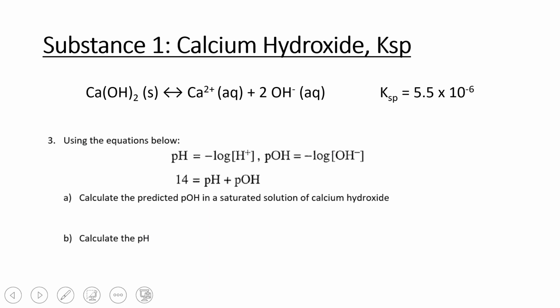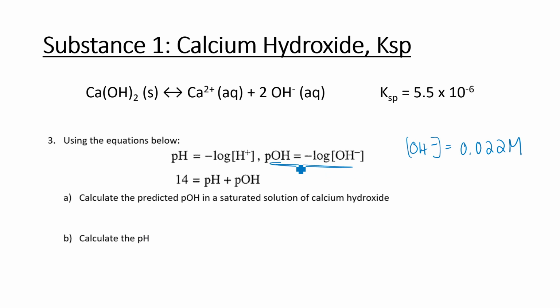Now I'm going to go over here and use these equations to calculate pH. So what I know is my hydroxide ion concentration is 0.022. If I look at these equations, it looks like this one's useful. This is the only one that involves hydroxide ion concentration, so let's give that one a shot. So my pOH is the negative log of 0.022 molar. And I'm going to stop and plug that in my calculator.